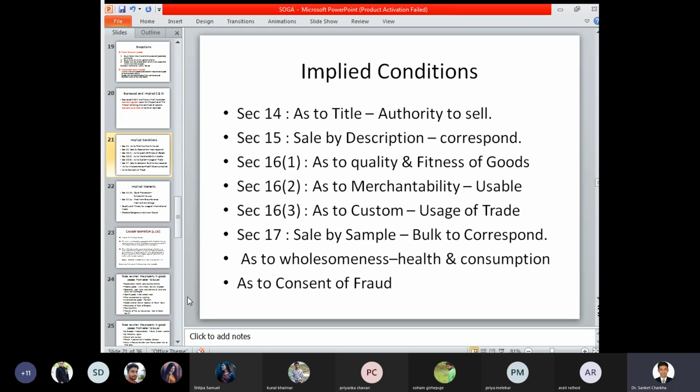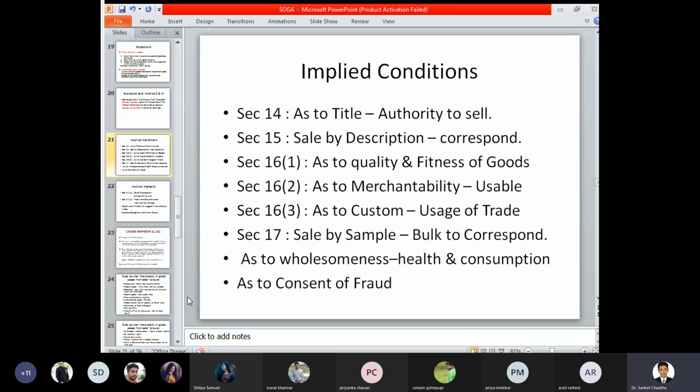For example, when you go to a shop and purchase milk, it is always implied that the milk is merchantable, that is, fit for consumption, and will be consumed within 2 or 3 hours. If the milk is kept outside for more than 3 or 5 hours, it gets spoiled and is no longer fit for consumption, or of a merchantable or usable nature. So there is always an implied condition: when milk is purchased, it will last around 3 hours, and only after that will it spoil.